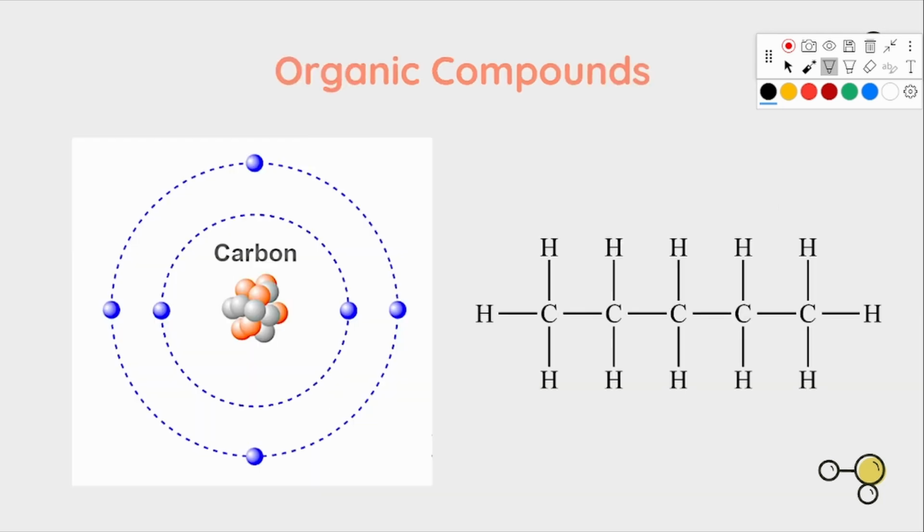Another important compound is what we call an organic compound. Organic compounds are compounds which contain carbon atoms. Carbon is a central atom in an organic molecule because of its ability to form up to 4 covalent bonds with other atoms. And this happens because carbon has 4 valence electrons.